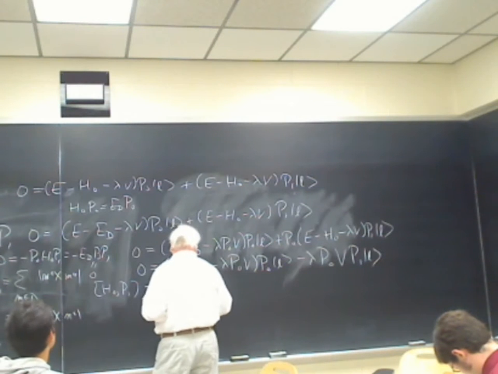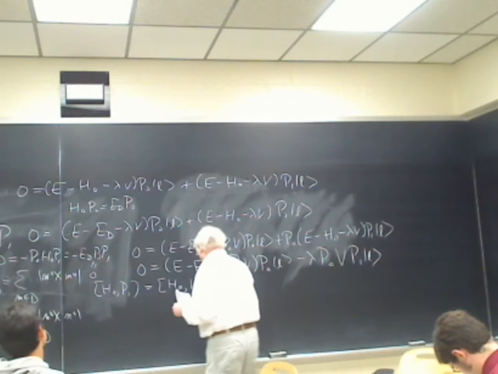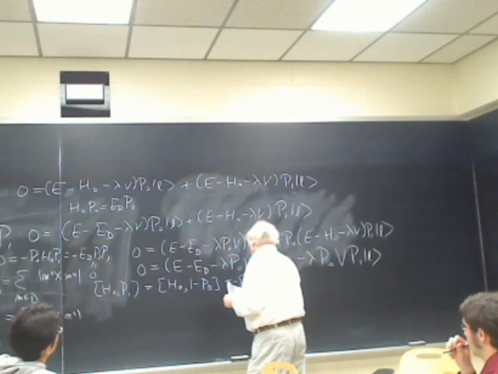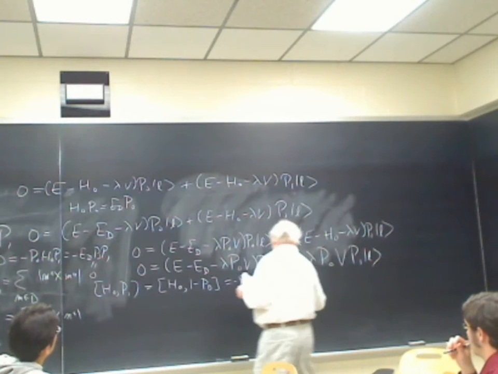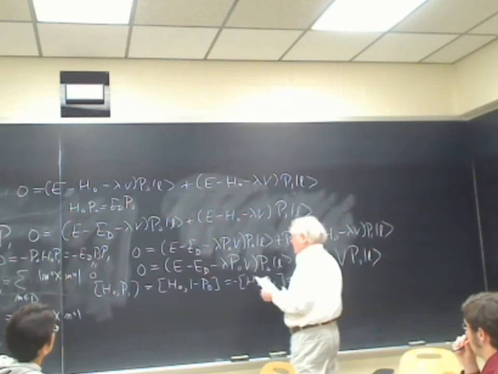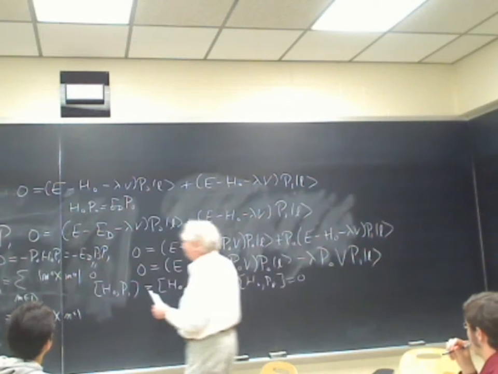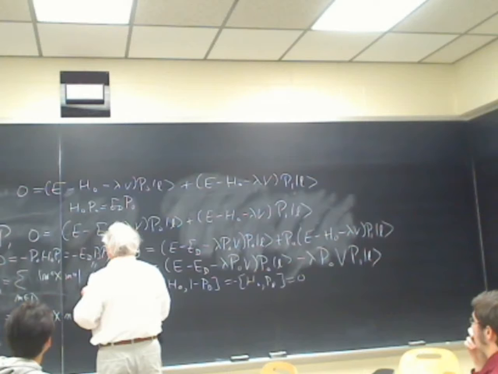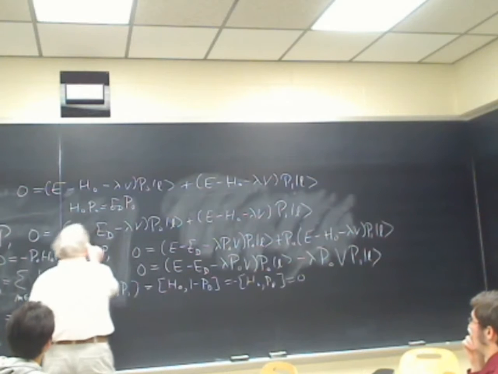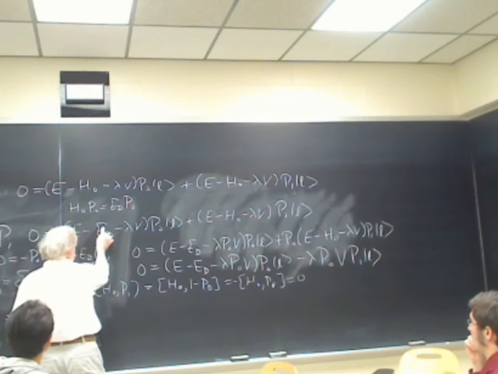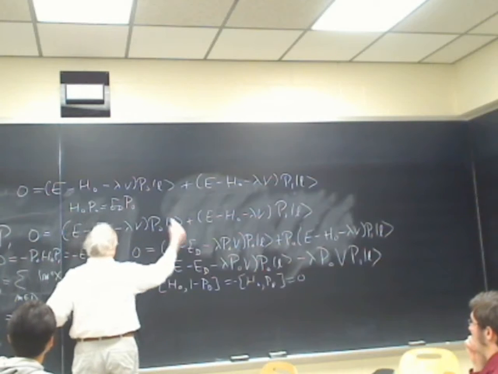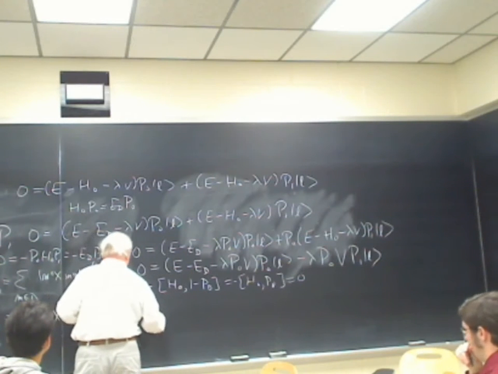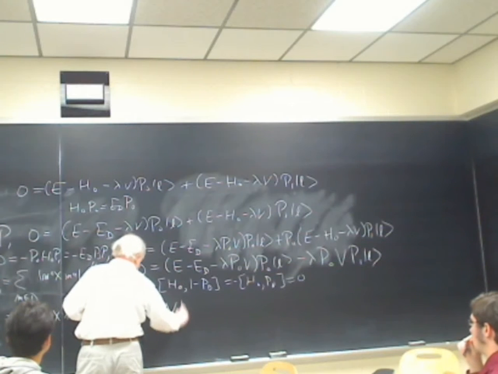This is rather hard, I'm proving it in a different way. 1 minus P0, so this is minus A0 P0, and we know that's 0. And so when we multiply this equation from the left by P1, what we get is that the P1 hitting E minus ED and then hitting P0 gives us 0. So we just get 0 equals minus lambda P1 V P0 L.